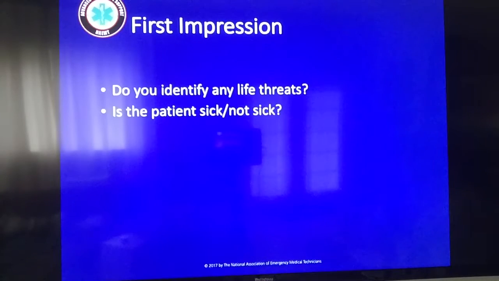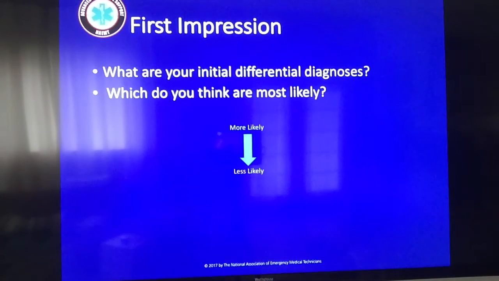What are our life threats? Well, he definitely is altered, and we do have some signs that the patient is trying to compensate. We definitely have a sick patient. We need to start moving forward, and based on what we've got so far, just poor perfusion, increased labored respiratory rate, and some altered mental status.